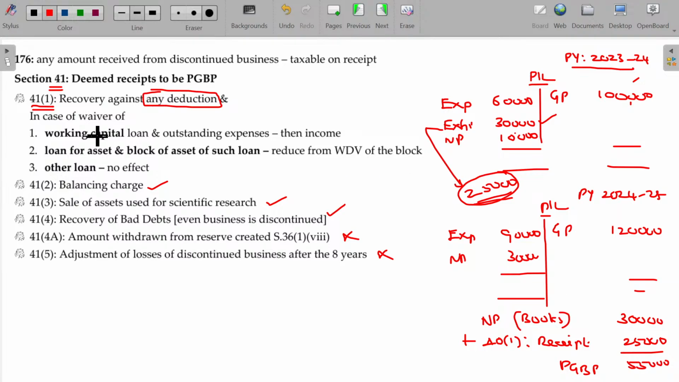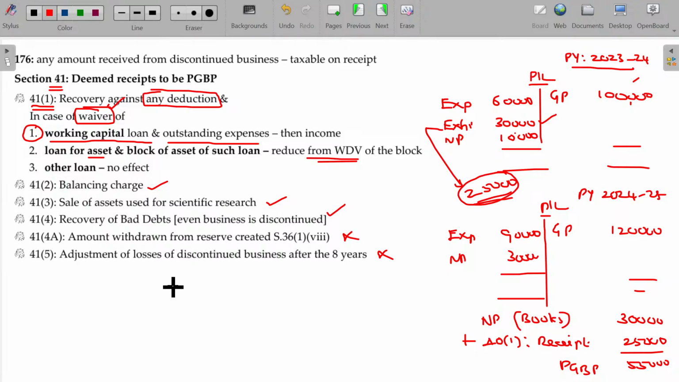Now, in case of a working capital loan, any outstanding expenses, sometimes the government may waive it. Then it is income considered taxable under section 41(1). But if the same loan was taken for an asset, then automatically what happens? Loan for asset, that gets waived. It can be reduced from the WDV of the block.